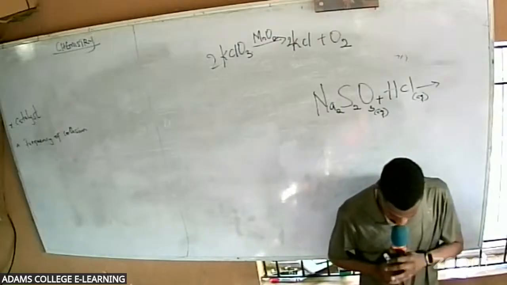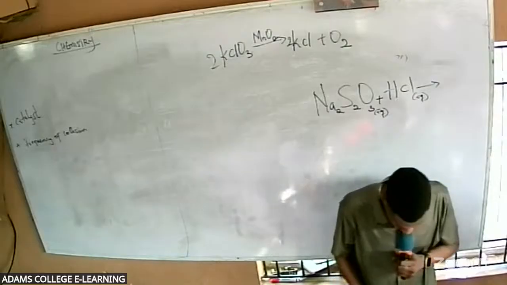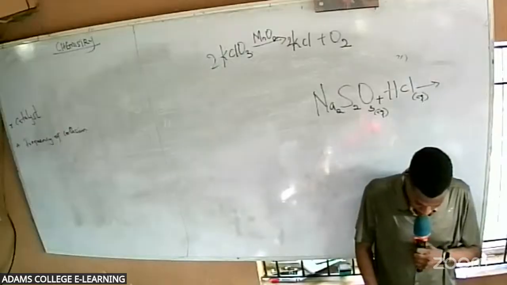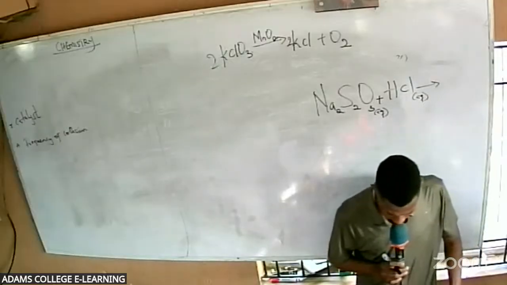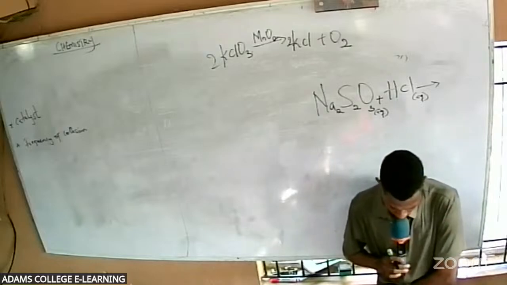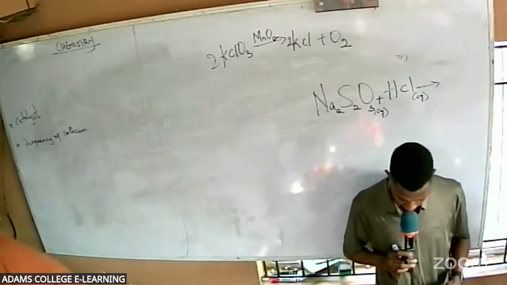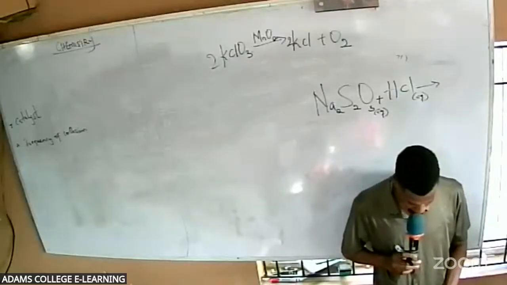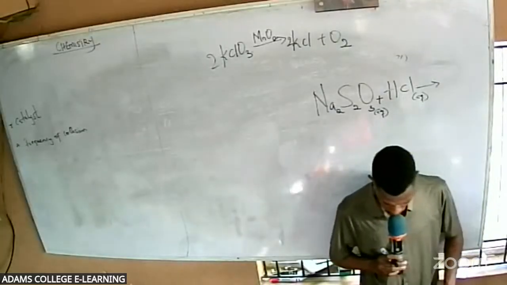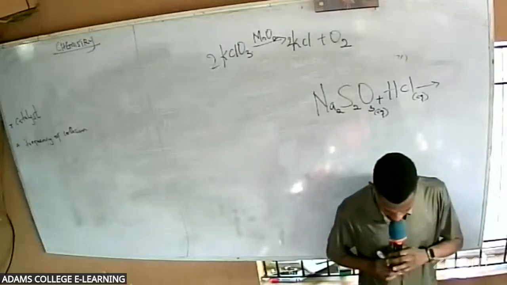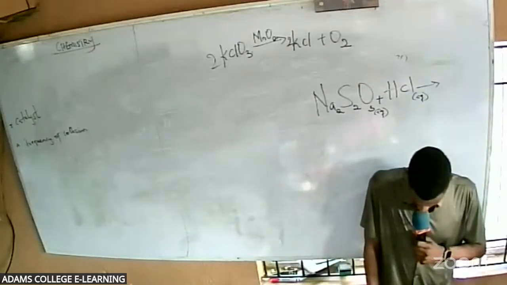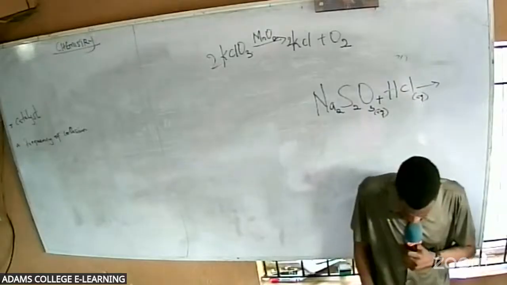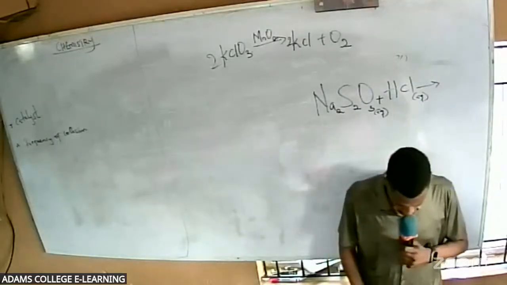Option B: increase the rate of reaction. Option C: lowering the energy barrier of the reaction. Option D: lowering the pressure of the reaction.